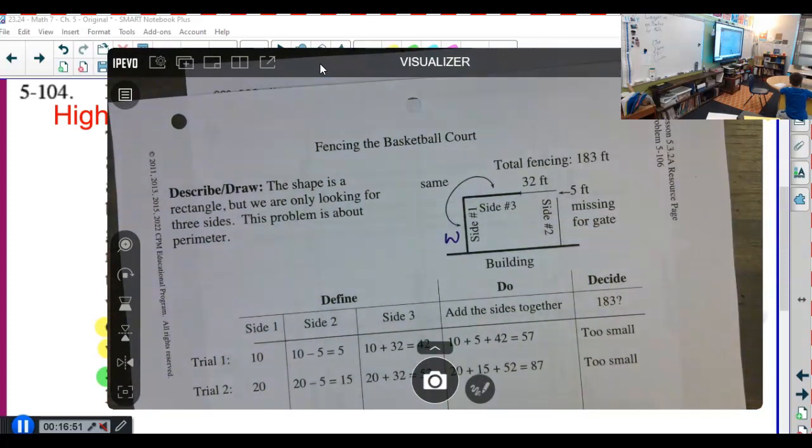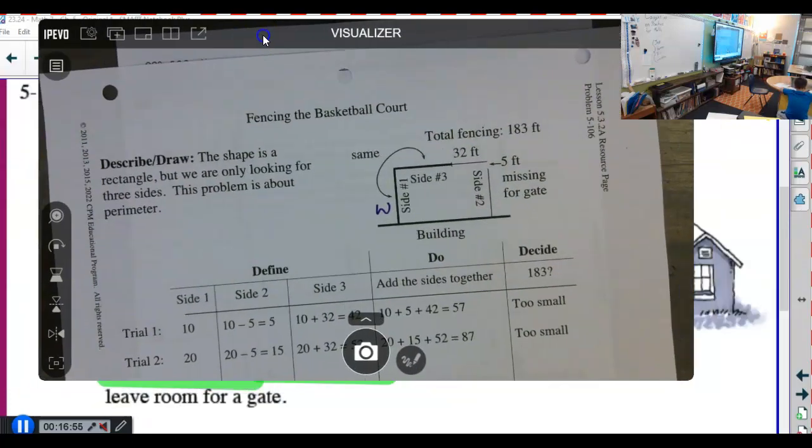And then this longer side, I think I used yellow, but I'm not going to be able to use yellow up here.